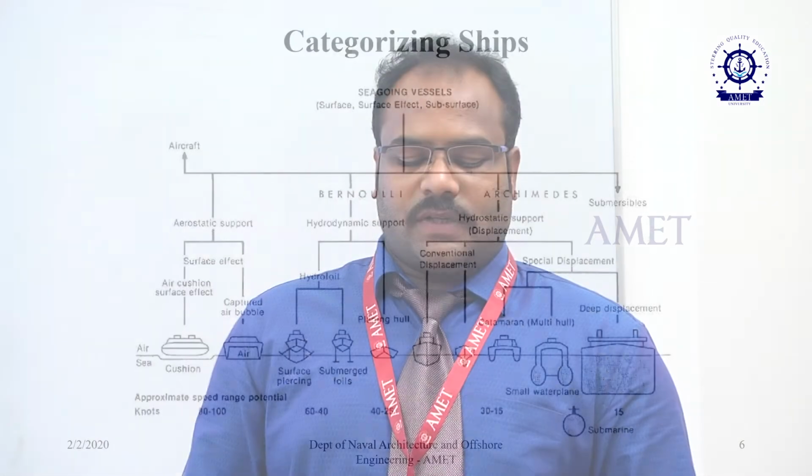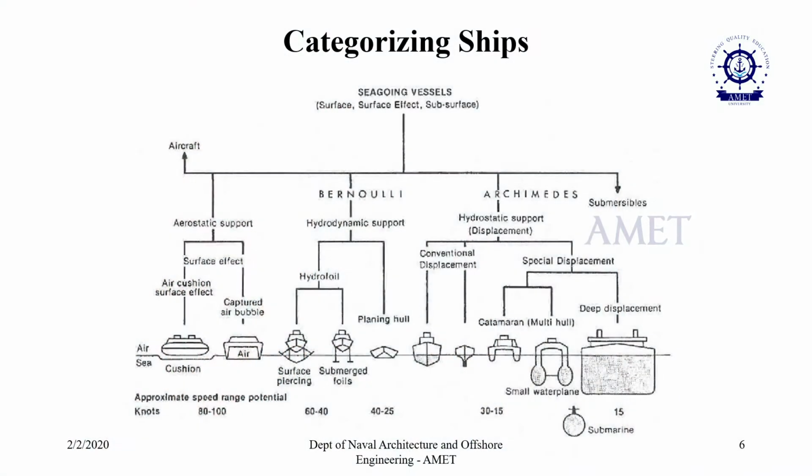Now, the sea-going vessels are surface, surface effect, and subsurface, which is given in this slide, with three major classifications: one by Archimedes' principle, another by Bernoulli's, and another by aerostatic support. Various types of ships are explained clearly in the slide, and I will just explain it. One is aerostatic support, which is like surface effect: the air cushion effect and the catapult effect, that is, air cushion vehicles and caterpillars.